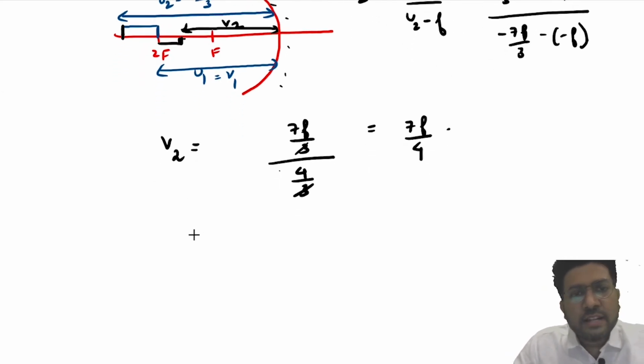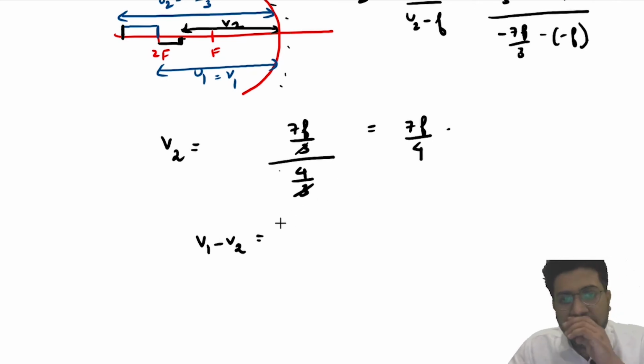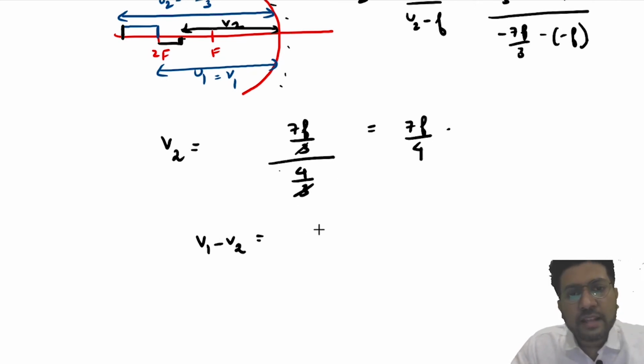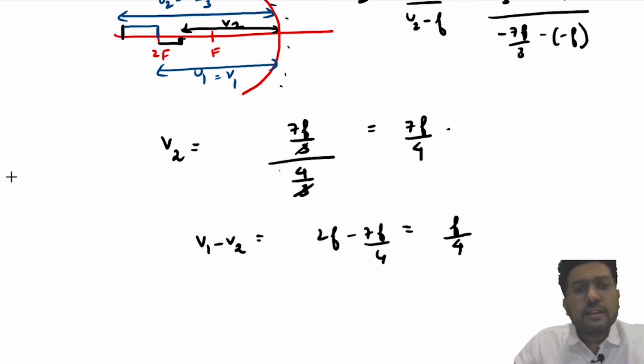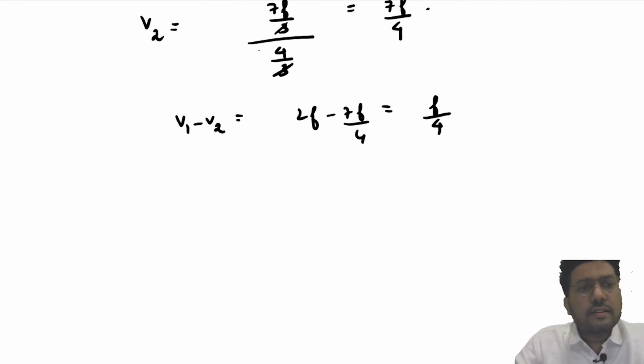So v2 minus v1 will be how much, or you can say v1 minus v2 this time, because I am writing only the magnitude of the size of the image. You will get 2f minus 7f by 4, and that will be equal to f by 4. Okay, so this is the size of image.